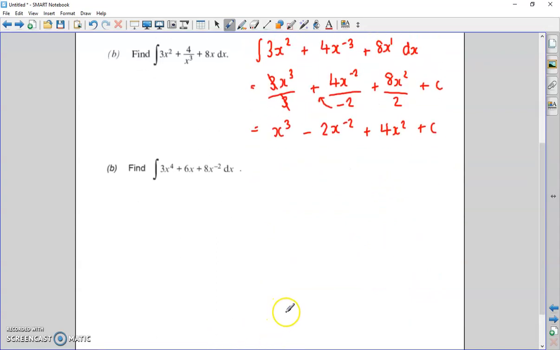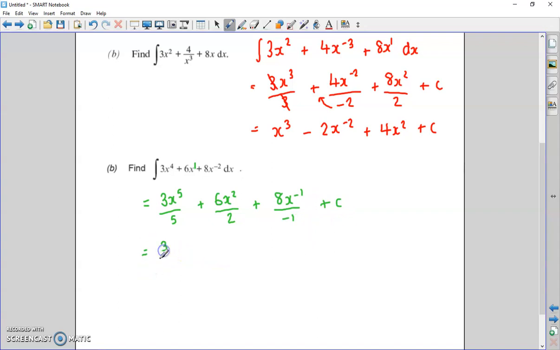And then if we move down, they're all pretty similar, as you can see. Let's swap to green this time. This one's already in index form, so we can pretty much go straight to our integrating. Raise the power and divide. Power of 5 over 5. Raise the power. At the minute it's a 1. 2 over 2. Raise the power and divide. Well, up from minus 2 is minus 1, and it goes over minus 1, plus c.